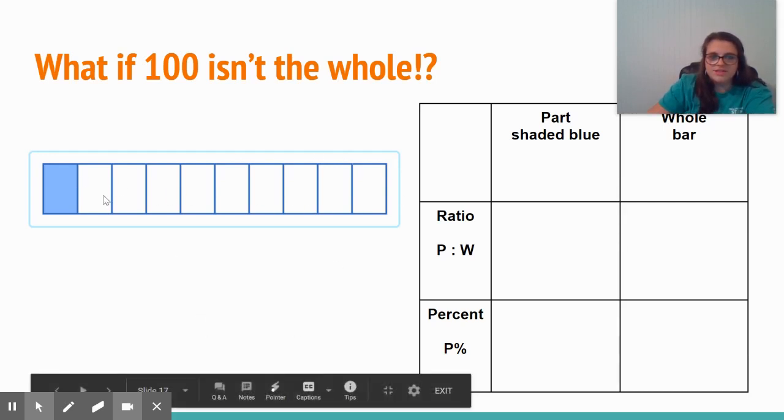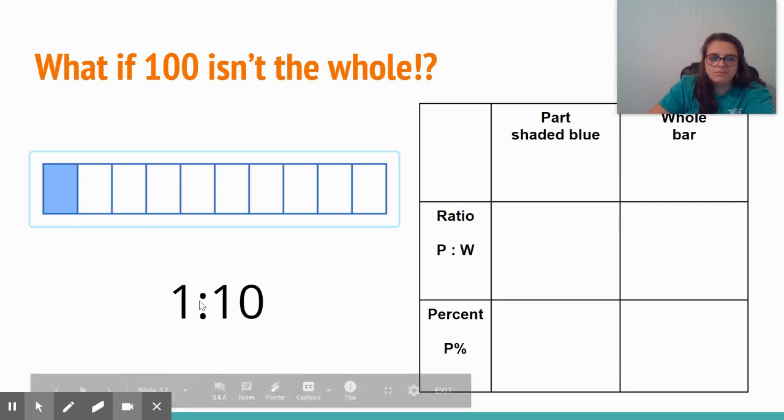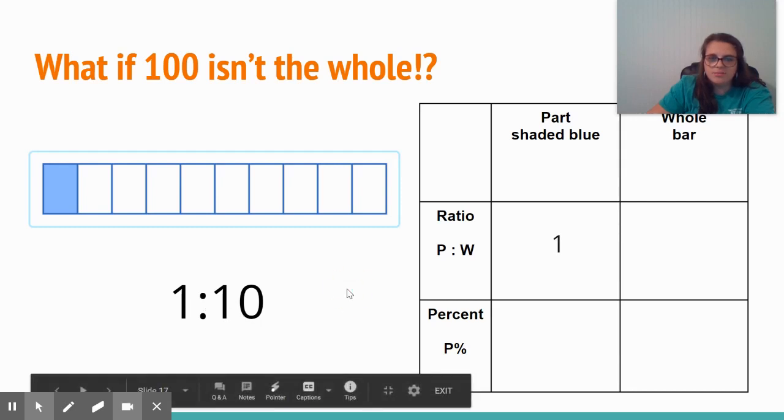Our ratio for this model is a part to a whole, and we're looking at the part that is shaded blue. The part that's shaded blue is 1, so we know that our number right here has to be 1. And our whole, all the parts, 1, 2, 3, 4, 5, 6, 7, 8, 9, 10. So we know that our ratio is going to be 1 compared to 10. Let's go ahead and put that in our table.